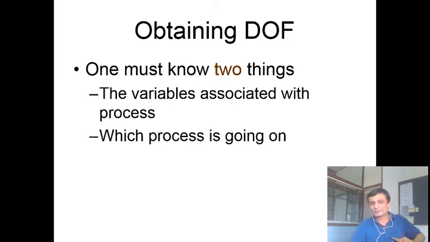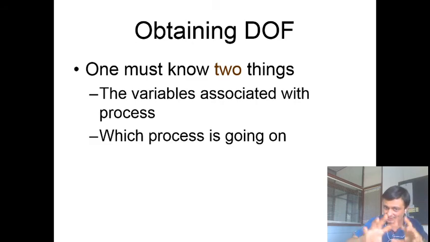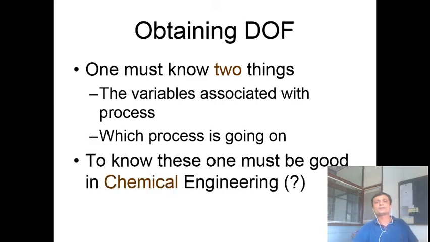So what should I know if I want to find out degree of freedom? I should know two things: the variables associated with the process, and the process code. In fact, maybe after a few lectures we'll be discussing more on how to find out degree of freedom. But today I'm just giving you an overview of degree of freedom.